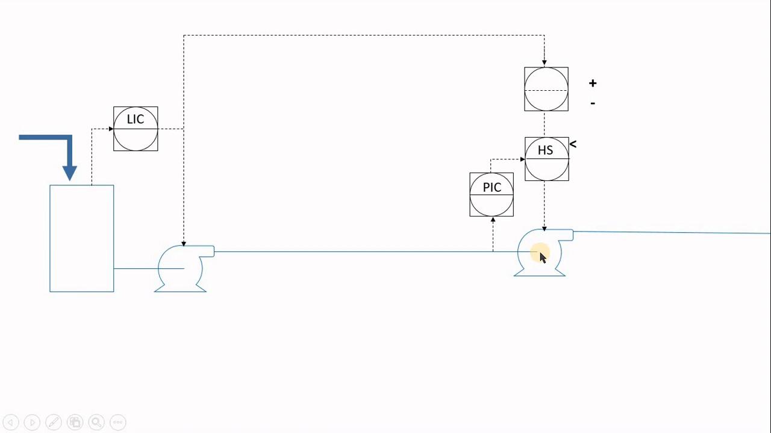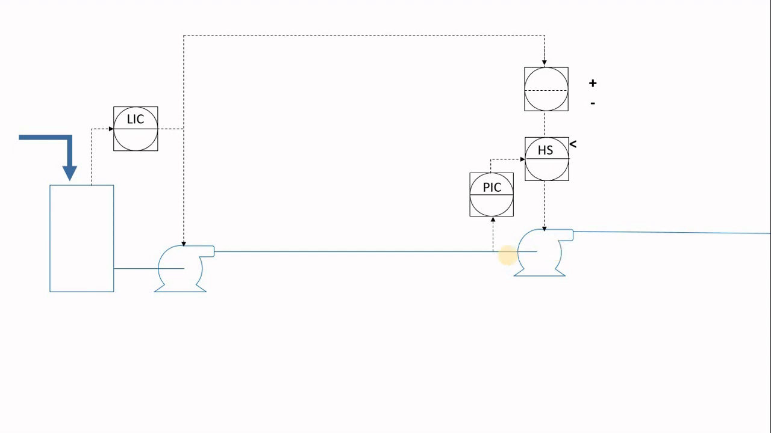So you think that in this case we have an acceptable working scenario, while the LIC will try to push as much fluid as needed to maintain the level, and this PIC will run this pump to avoid any cavitation in the suction of this pump. However, in a lot of cases, this scenario does not work as smoothly as intended.